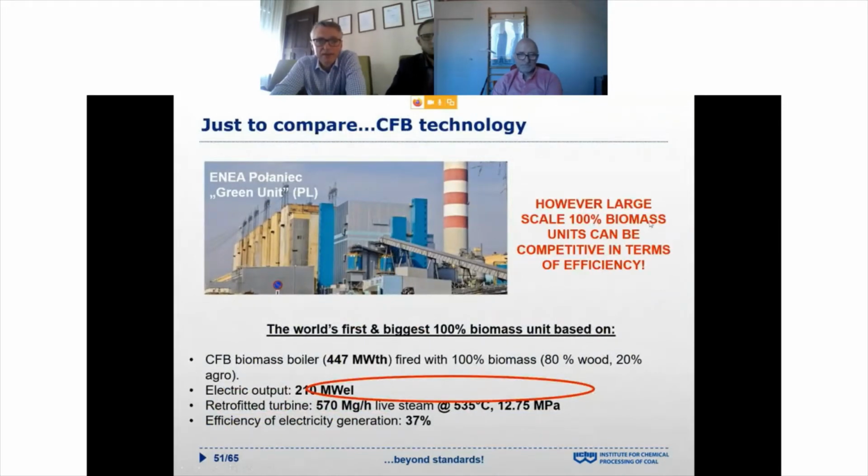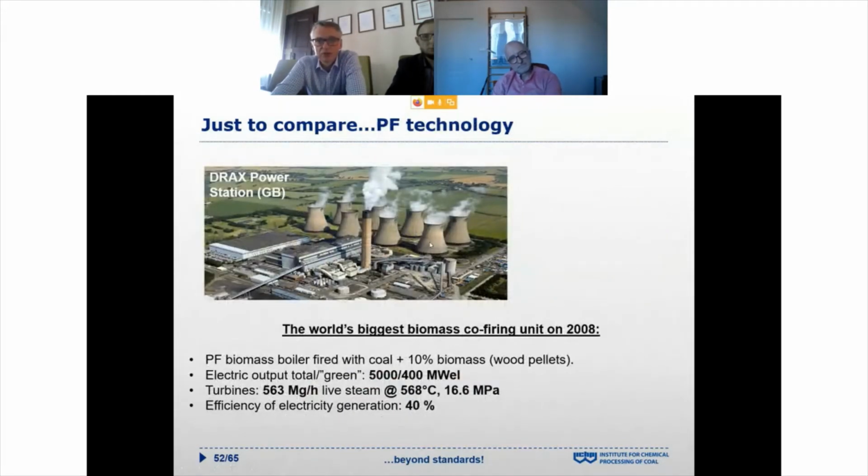Yes, and so again, these 100% biomass units can be competitive in terms of efficiency when you compare it to the coal combustion. But on the other hand, it's not like that we can be better in the biomass combustion. When you look at the Drax power station in England, it was 12 years ago the world's biggest biomass co-firing plant. So here the pressure is even higher than before.